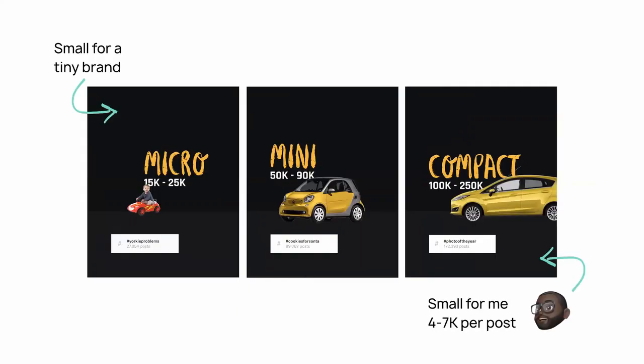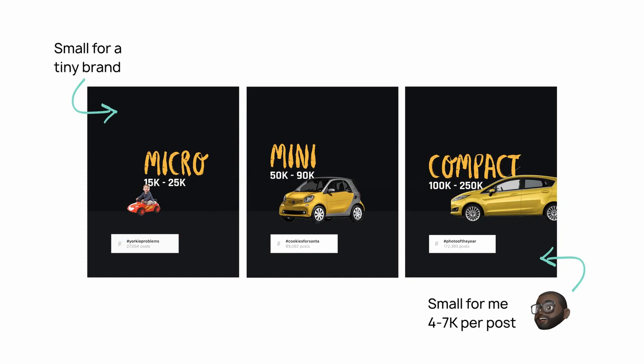So small for a tiny brand. Oh, sorry. I'm sorry. I have dogs here. I apologize. Anyway, so again, when it comes to relative... I apologize. We live in DC, so there are fighter jets flying around constantly.